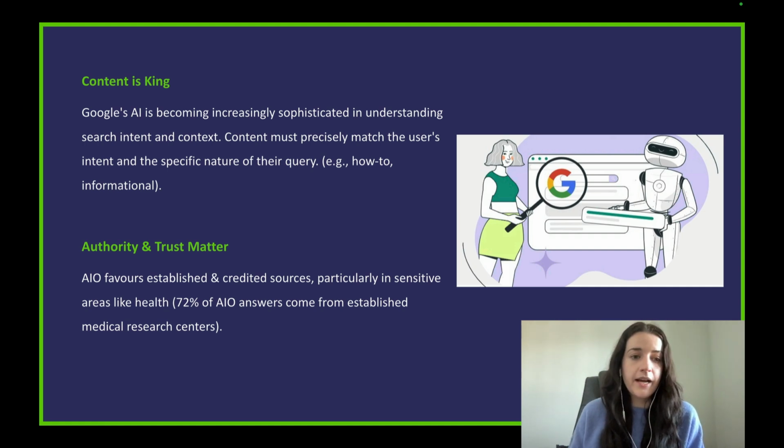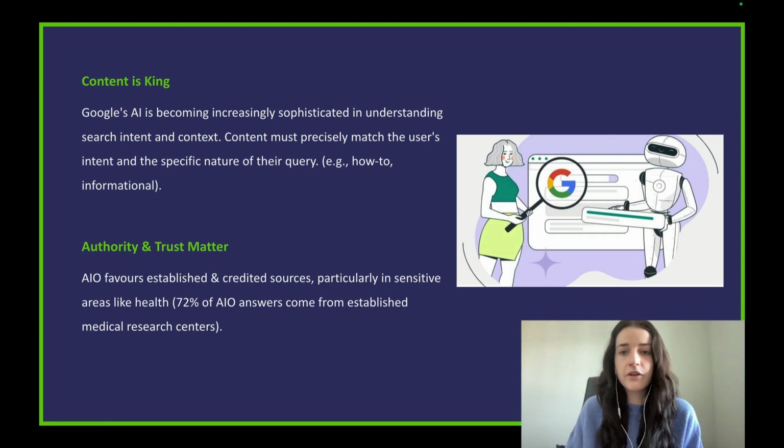Authority and trust matter. AIO will always favour more established and accredited sources, particularly in sensitive areas like health. So 72% of AIO answers have come from established medical research centres. So if you think back to the slide at the beginning, the geologists and the doctors and things like that, now they've become so much more careful around answering those sensitive questions or sensitive topics, and will cite an accredited source for that, just again to build that trust, to build that authority, and to prove to the user that they're not messing around, but they're serious, and they will be able to assist you when you need them.